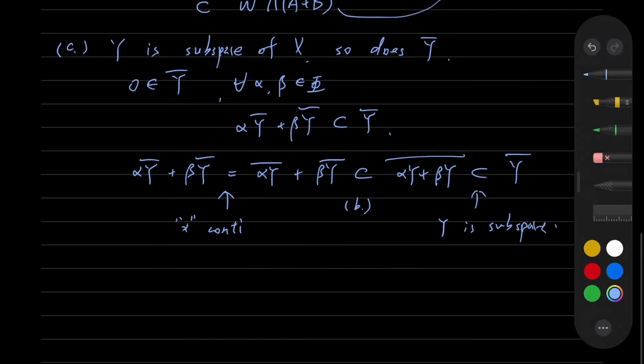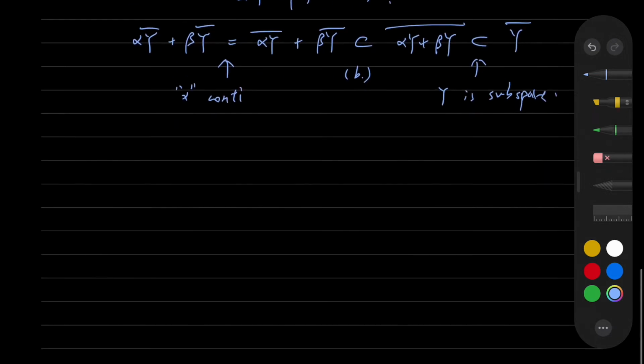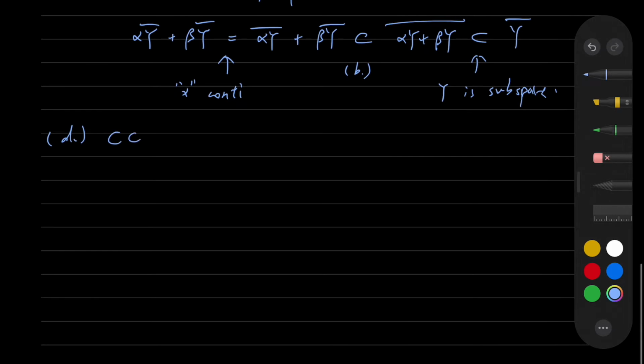So again, C is done. Okay, next, D. D says that if a subset of X is convex, then so are its interior and closure.